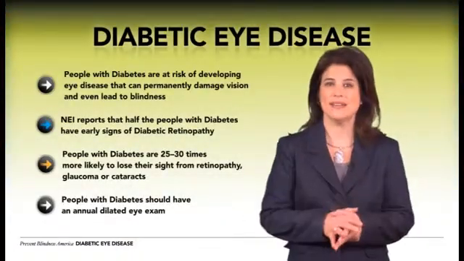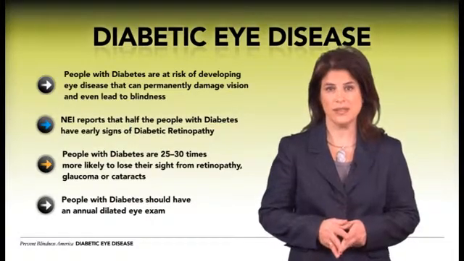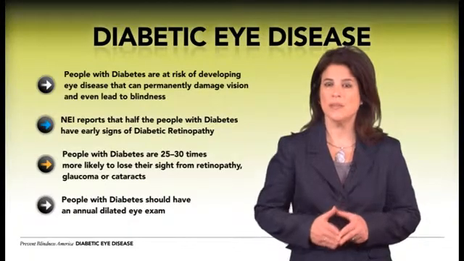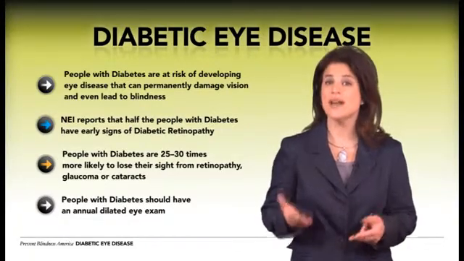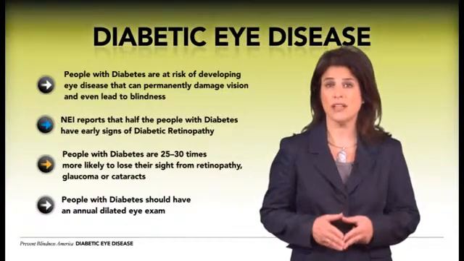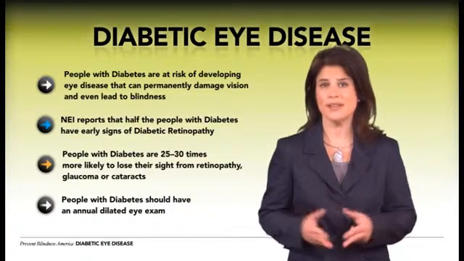Diabetic eye disease caused by diabetes is a leading cause of vision loss and blindness. Diabetic eye disease refers to a group of eye problems that people with diabetes may face as a complication of this disease: diabetic retinopathy, cataracts, and glaucoma. All can cause severe vision loss or even blindness.